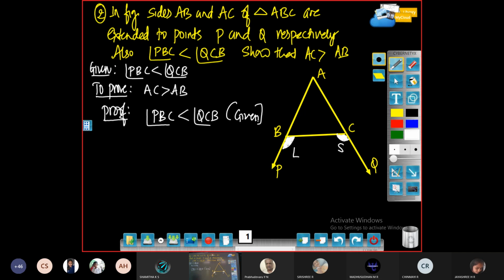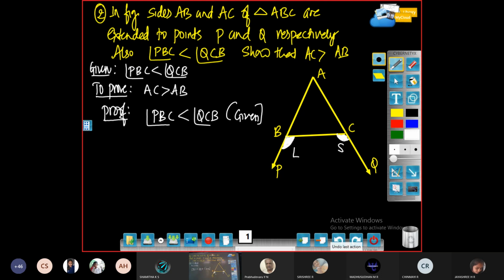Okay. In place of PBC, what will I write? It is an exterior angle of a triangle. There is a relation: the exterior angle of a triangle is equal to the sum of its interior opposite angles. So what are the interior opposite angles? For this angle B, the interior angle is this one, and the opposite angles are these two. So this angle PBC must be equal to angle A and C.